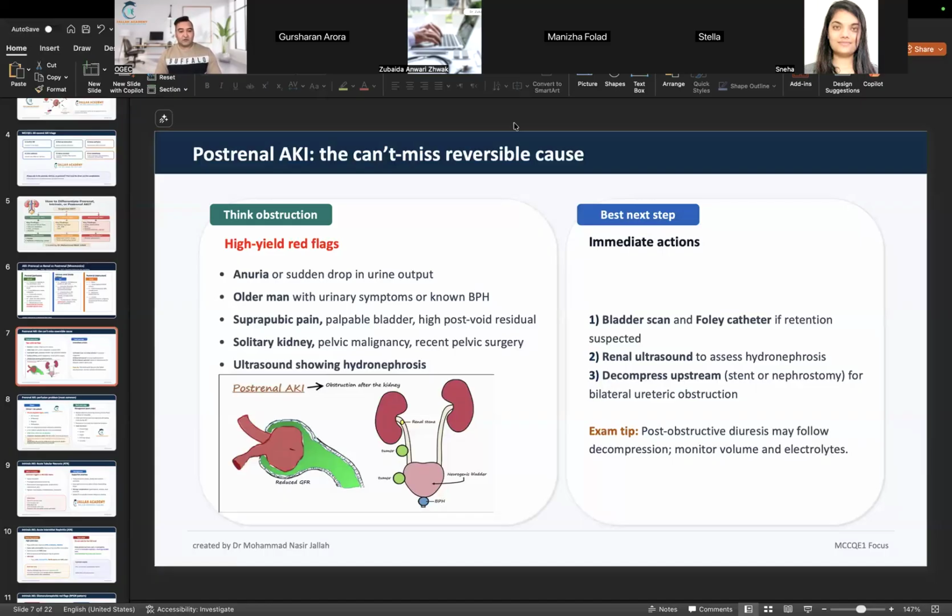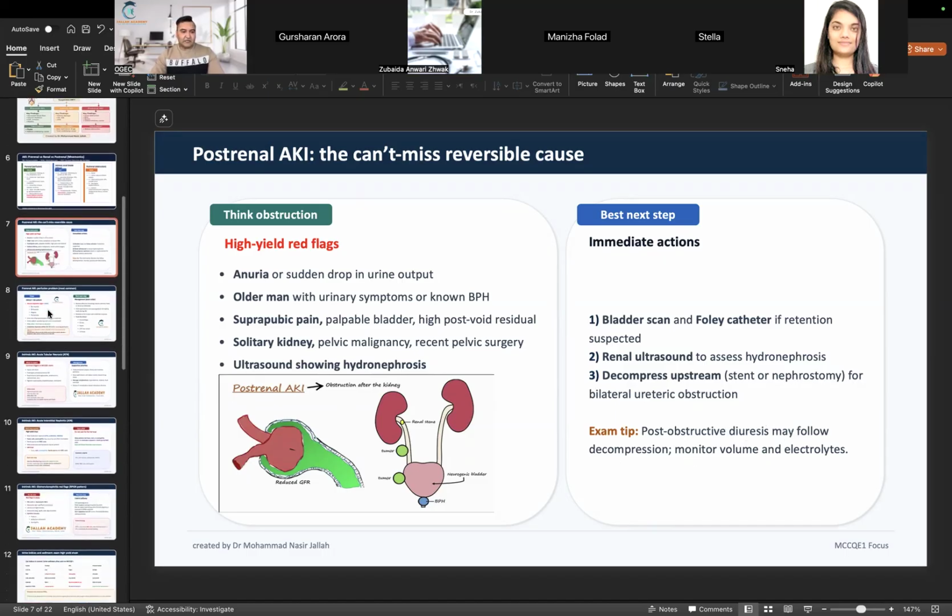And what is your next step? Sorry, ultrasound showing hydronephrosis, obviously, but that would give it away and make it too simple. So what is the next best step? If you suspect it, do an ultrasound scan and a Foley catheter. An ultrasound is the next step because it shows if there is any obstruction, and then you do the Foley catheter. Renal ultrasound assesses for hydronephrosis, and you decompress upstream: stent or nephrostomy for bilateral ureteric obstruction. Post-obstructive diuresis may follow decompression, so monitor volume and electrolytes.